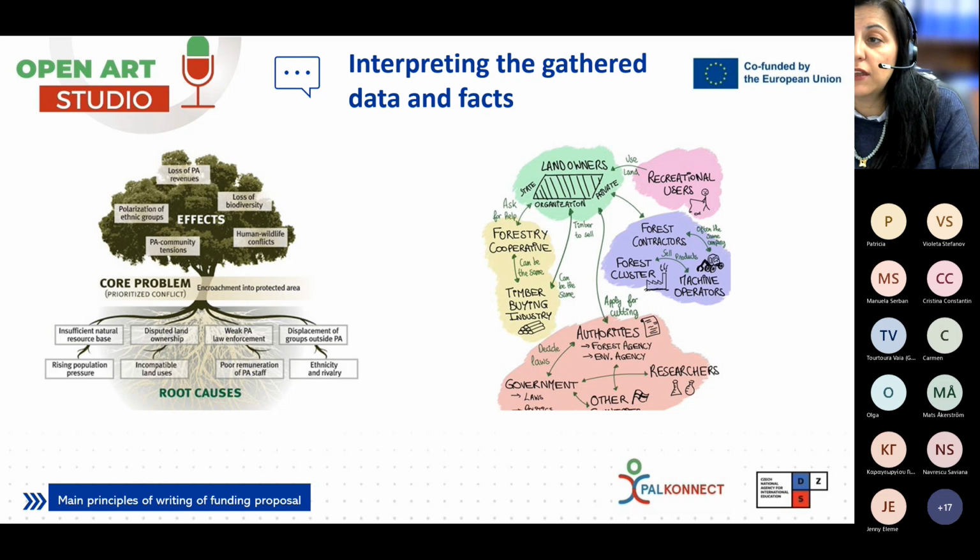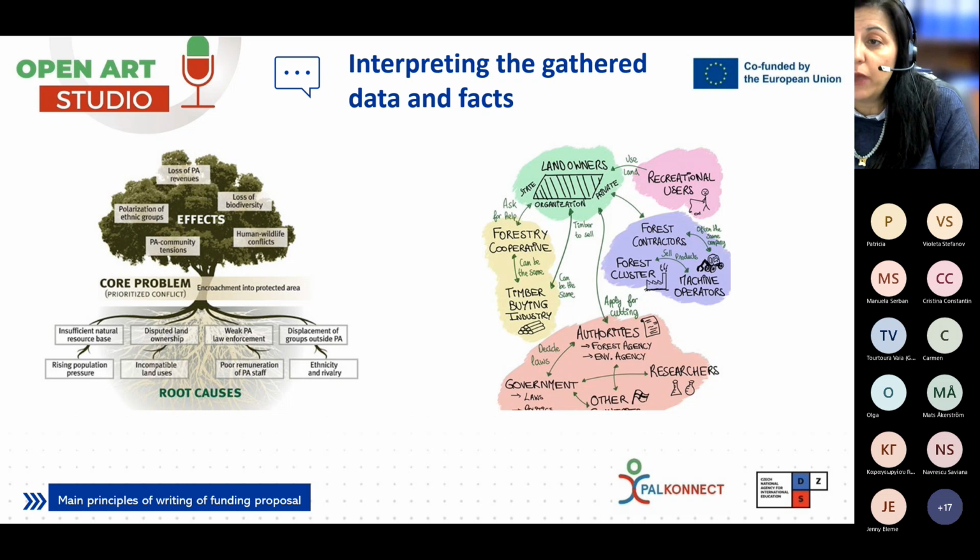Once you have collected enough facts and confirmed that the problem is real, that you're going to solve with your application, with your project, you should be able to move on to the next phase, which is interpretation. This includes formulating your problem, creating a problem tree, and creating a stakeholder map. On the right, you can see the stakeholder map, and on the left, the problem tree.